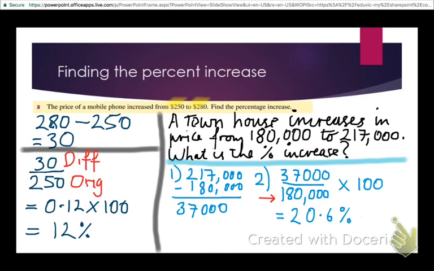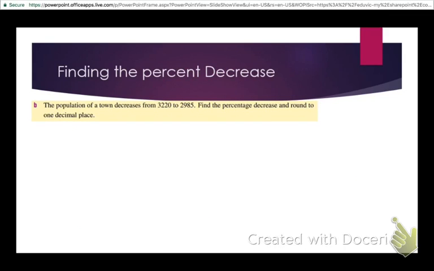Okay, so we'll move on to the next one now, which will look at finding the percent increase. Sorry, decrease, just did increase. Okay, so effectively the skills in this are pretty much the same as finding the percent increase. We find the difference and then put that over the top of the original price.